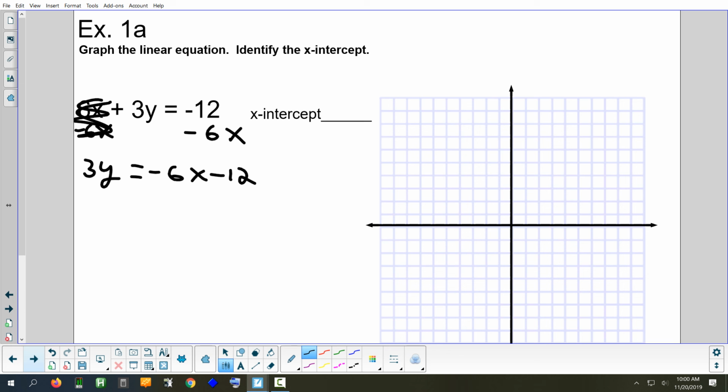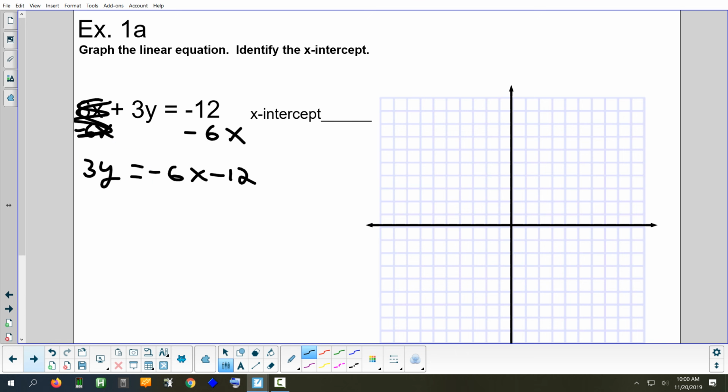So now, are we y equals mx plus b? Is y by itself? No. We're kind of in the middle. We're not standard form, that's what we started with. We're not slope-intercept form. We're kind of in between the two.